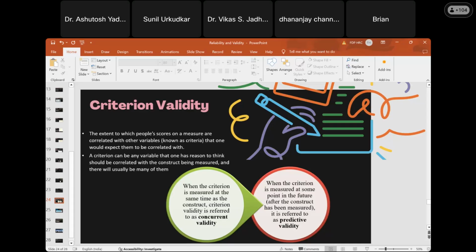Or imagine that a researcher develops a new measure of physical risk taking. Now, individuals' scores on this measure should be correlated with the participation in extreme activities such as rock climbing, snowboarding, number of speeding tickets they have received, even the number of broken bones they have had over the years. So all these become criteria in that sense. So when the criterion is measured at the same time as the construct, उसको हम बोलते हैं concurrent validity. लेकिन when the criterion is measured at some point in the future, after the construct has been measured, then it is referred to as predictive validity.